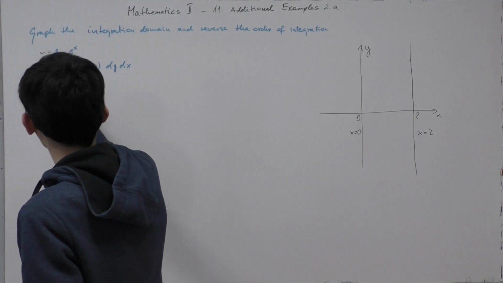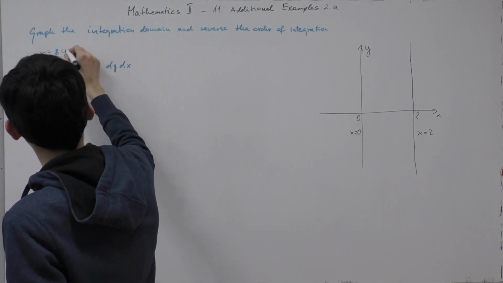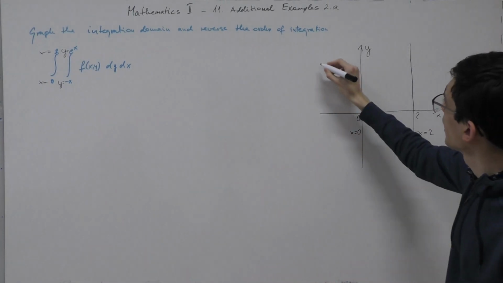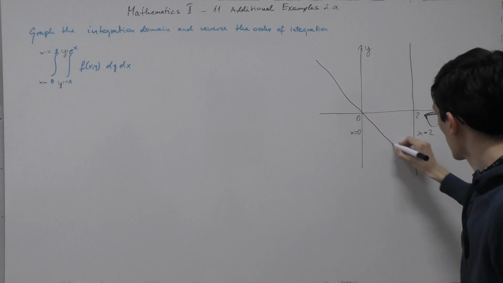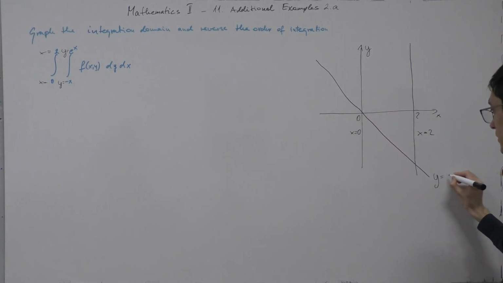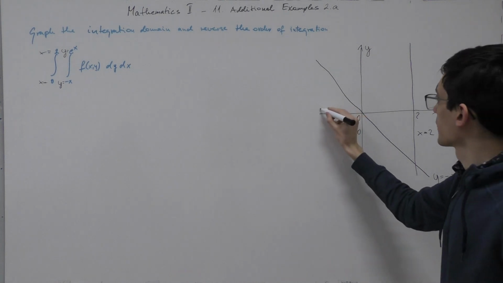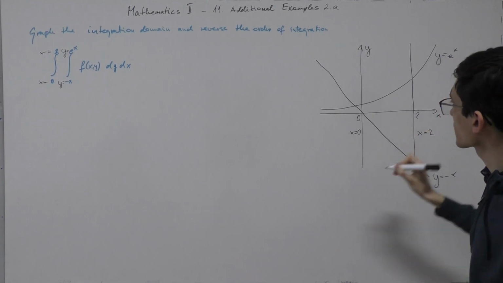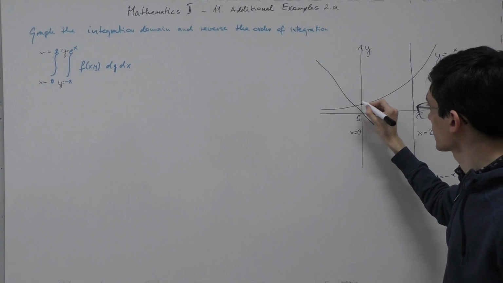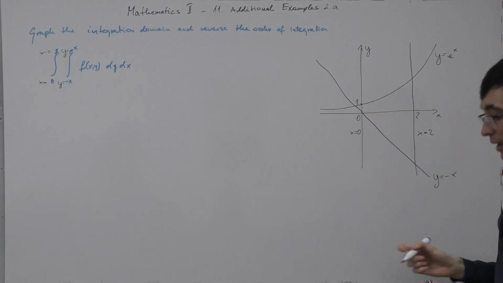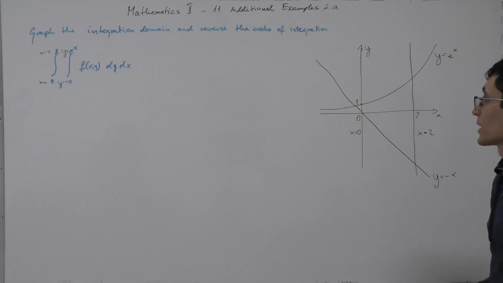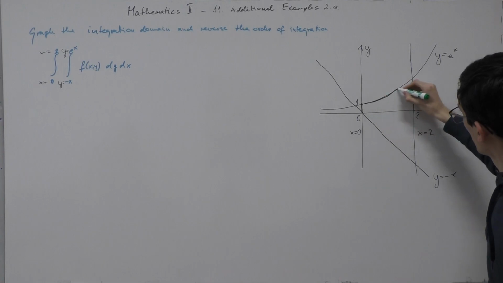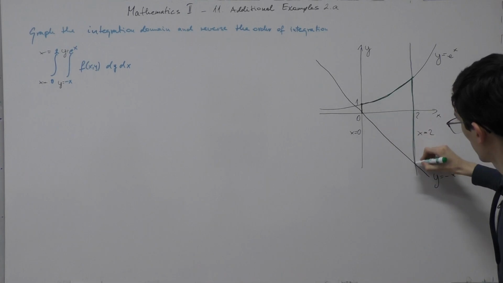Now we can see that y goes from negative x to e to the x, so we must graph these functions too. This line is y equals negative x, and this curve is y equals e to the x, meeting the y-axis in the point 1. And now we can see that our domain of integration is this region in green.